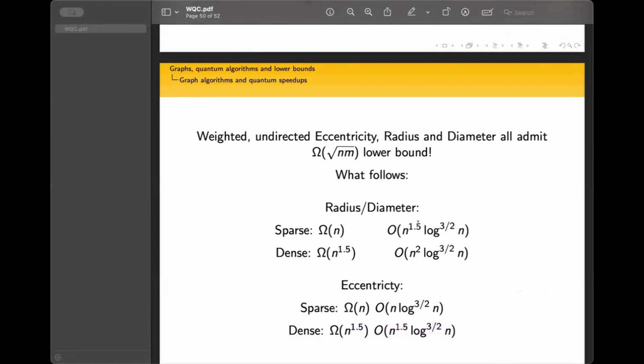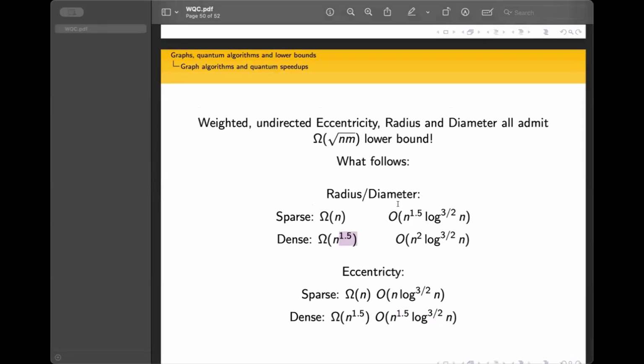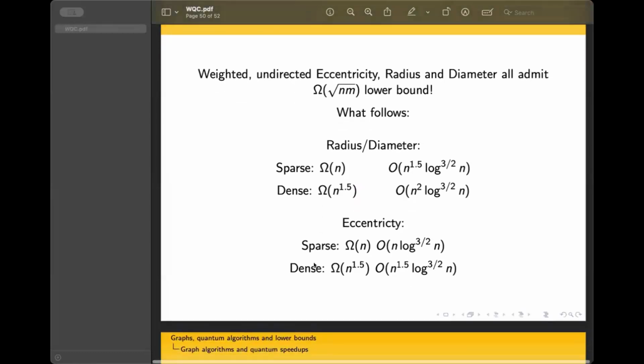And interestingly, you can see that there is this quadratic gap between the upper bound for radius and diameter and the lower bounds. So currently, I think, one of the big open problems is to find some better lower bound for these problems. If you happen to work on lower bounds classically or quantumly, then I invite you to look into this, because it seems like a very difficult problem.